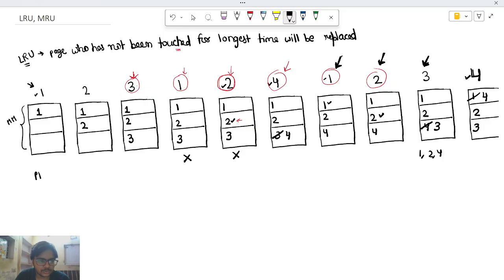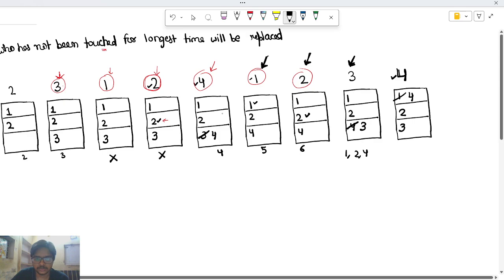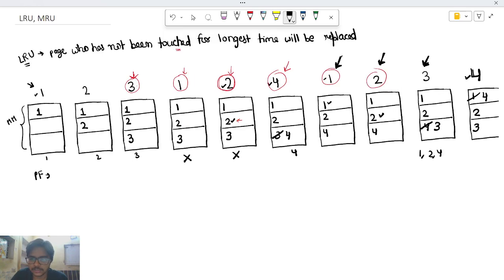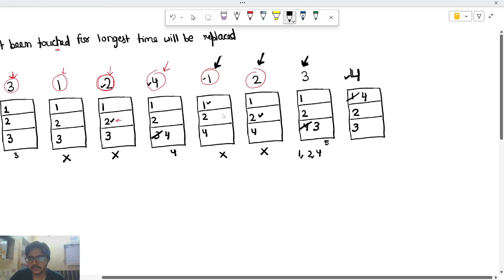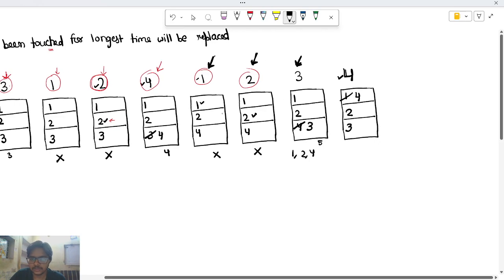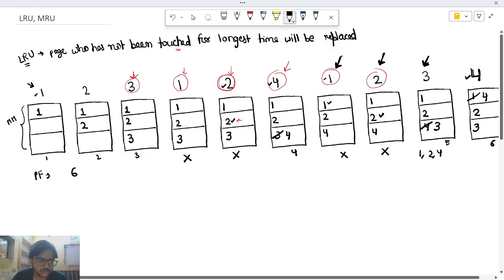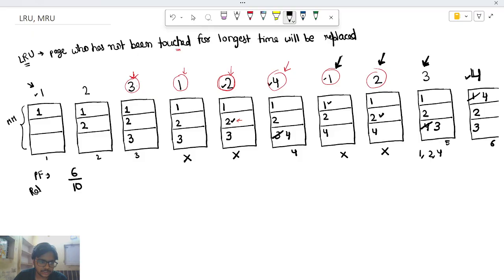Here you can count the page faults. So 1 2 3, 4 5 6. Sorry, these are not. So this is not a page fault. This is also not a page fault. This is a page fault, so this is 5, and this is also a page fault, 6. So there are a total of 6 page faults here. So 6 out of 10. This is your page fault ratio.